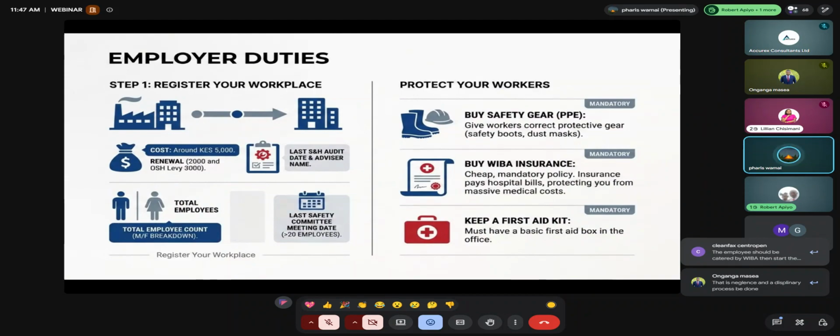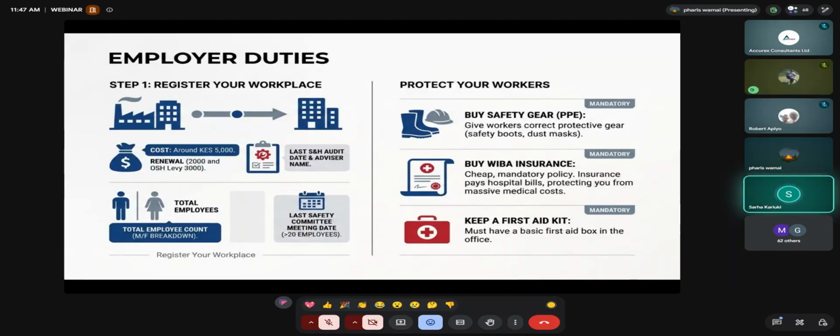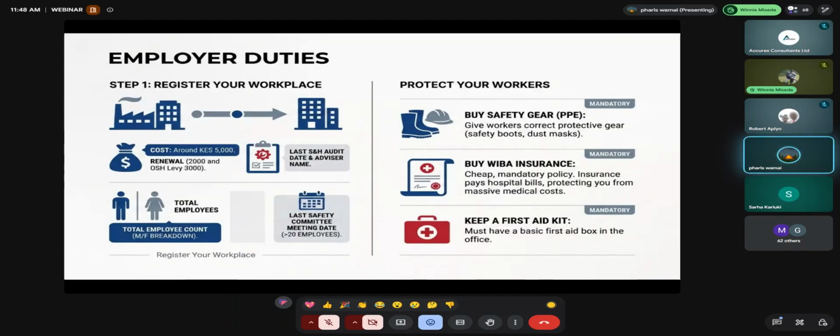Anybody else with an opinion? Yes, Sarah. I feel that even if they come to work drunk and then they get into an accident, maybe you have to prove that they were actually drunk. But if you can't prove, you will be in the wrong to not compensate. You can't call it negligence without evidence. Thank you.